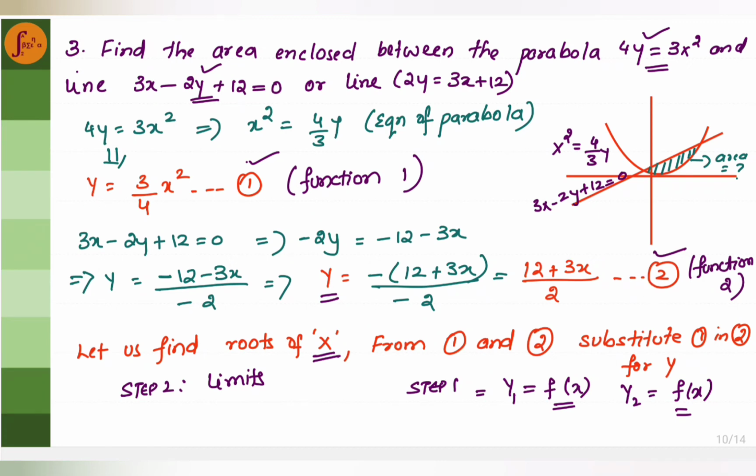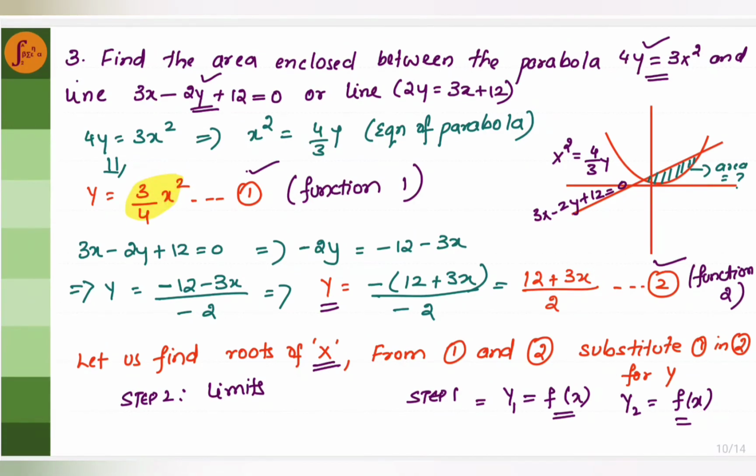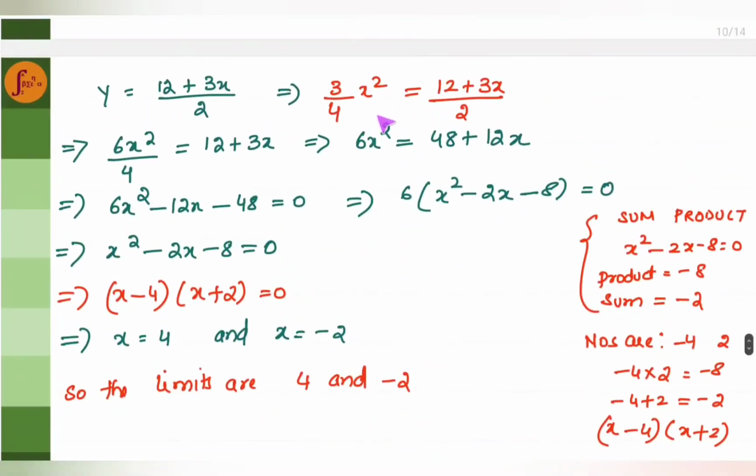How do we do that? We'll take this 3 by 4x square and substitute here, right? Instead of this y in the second function, we'll put 3 by 4x square. So we'll get 3 by 4x square is equal to 12 plus 3x by 2. So now y is eliminated and we only have x, right? Now we'll group them. When we group them, we are going to get it like this. Basically, this is a quadratic equation, right?